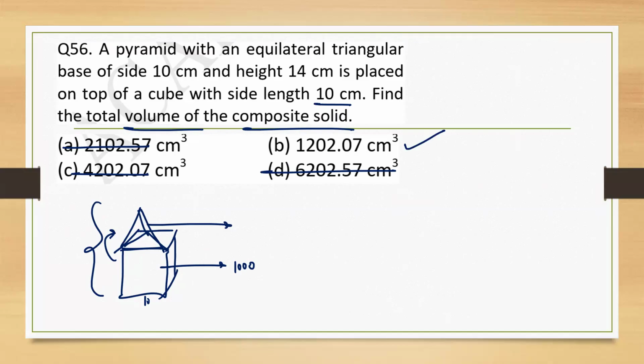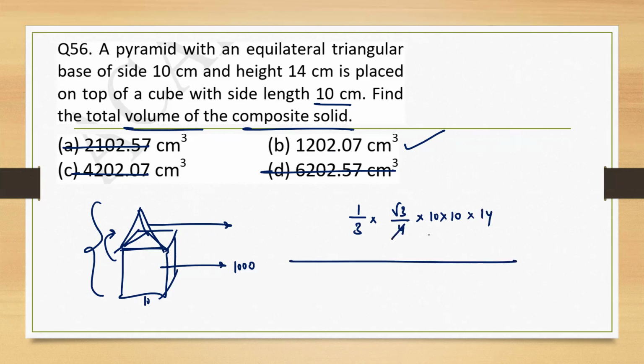Even if you want to find out, you can. But there is no need because the cube is 1000 and the pyramid is much less than the cube itself, right? So it's around 200. If you want to find the pyramid volume, it is 1/3 of base area into height. What is the base area? Equilateral triangle area is root 3 by 4, 10 into 10, and height is 14. So you can take it like this. Approximate value, you can find it out.